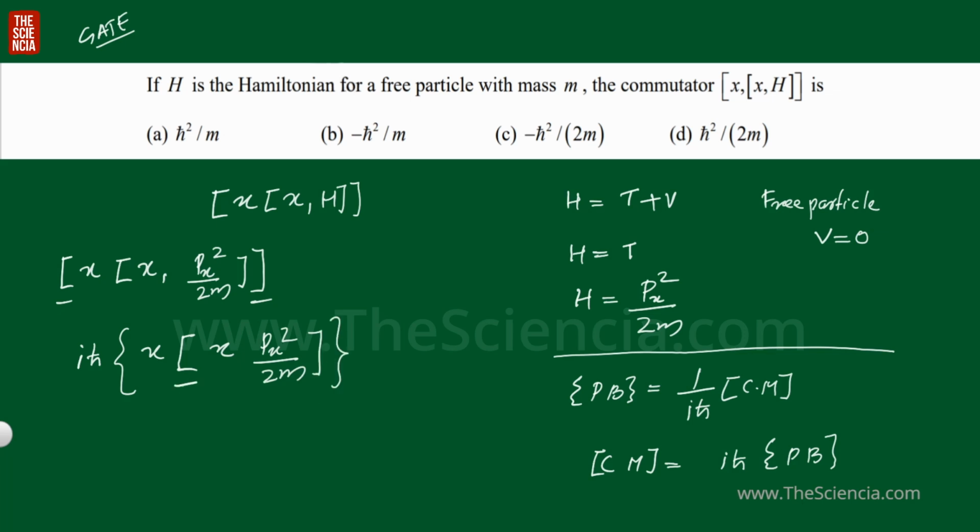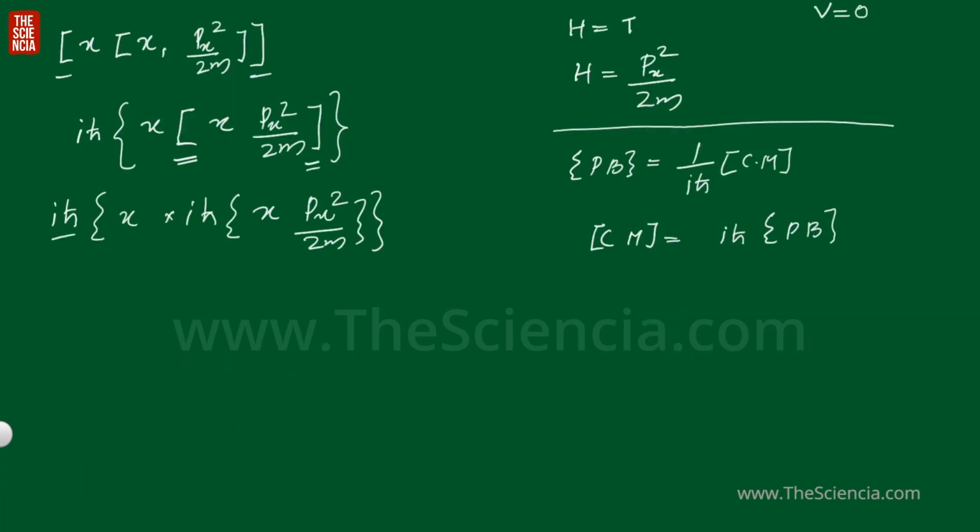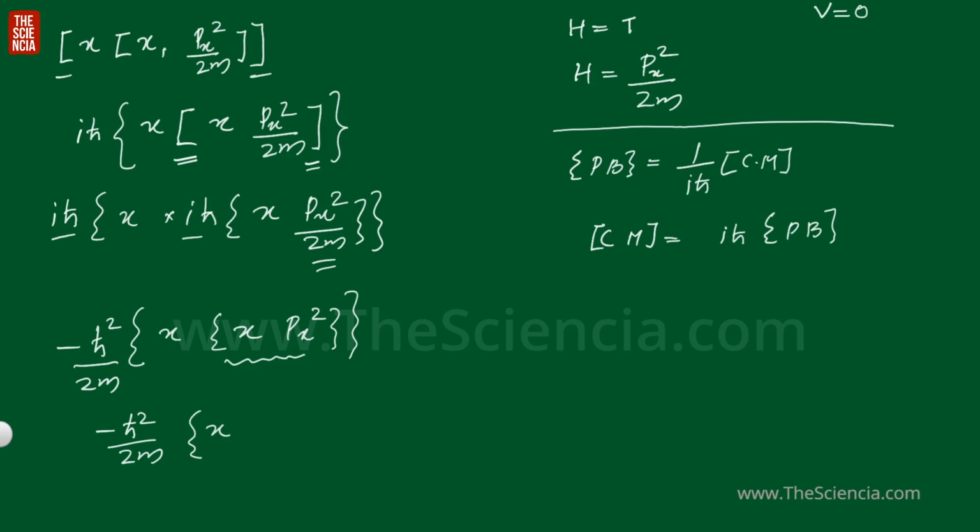Now again we have to replace this commutator bracket with the Poisson's bracket. So what we get, iħ x into iħ Poisson bracket x px square by 2m. Right. So this is a constant, this is also constant. So we can take the constant term outside the Poisson bracket. Here 2m is also constant. That is minus ħ square Poisson bracket of x, Poisson bracket of x px square. Here I am taking this 2m outside. Okay, that is minus ħ square by 2m into Poisson bracket of x into Poisson bracket of x px square.